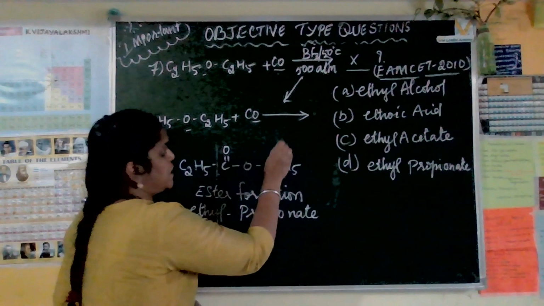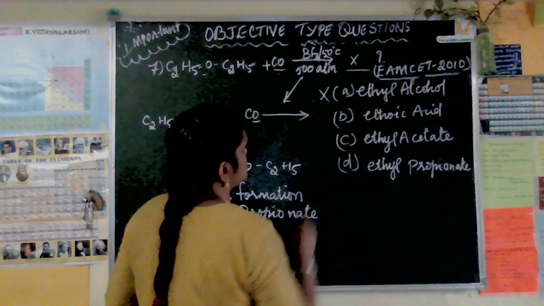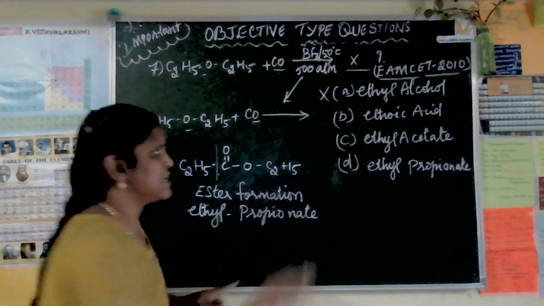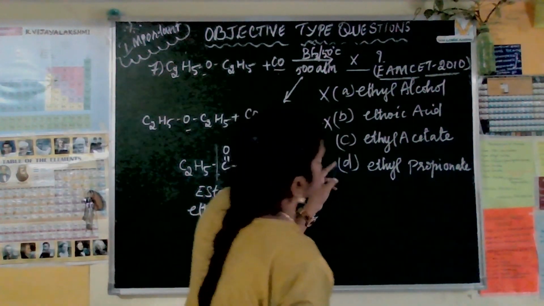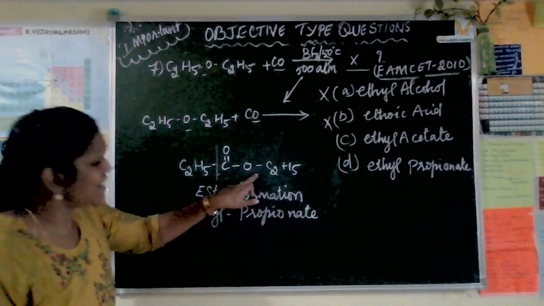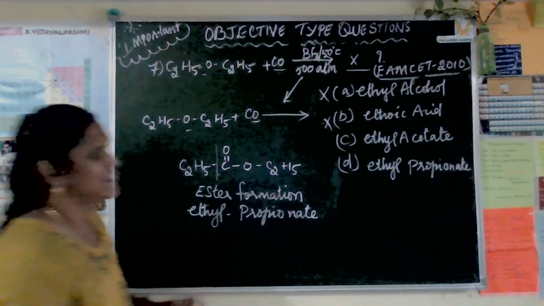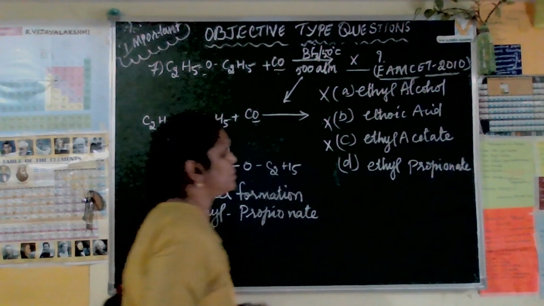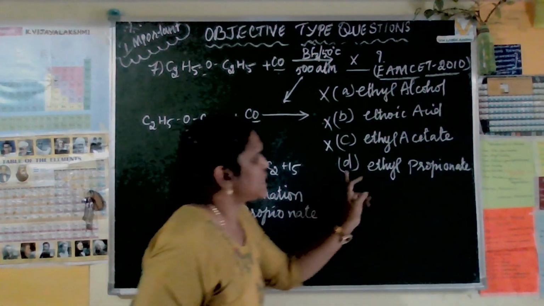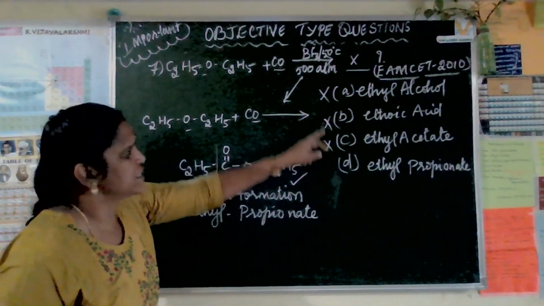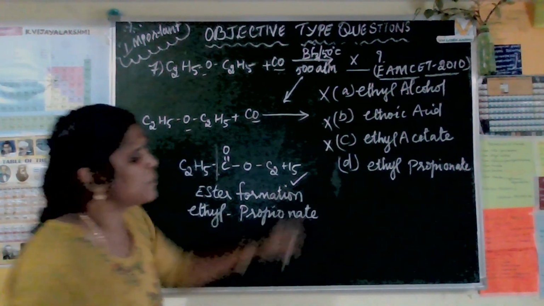Now here, are you getting ethyl alcohol? Is it possible to get that ethyl alcohol? No, it's not possible. Ethanoic acid, it is acetic acid. Are we getting acetic acid? Not at all. And ethyl acetate is not possible as we are coming from diethyl ether. No, that is also not possible. Whereas here, ethyl propionate is the correct option. I hope you can understand all this.